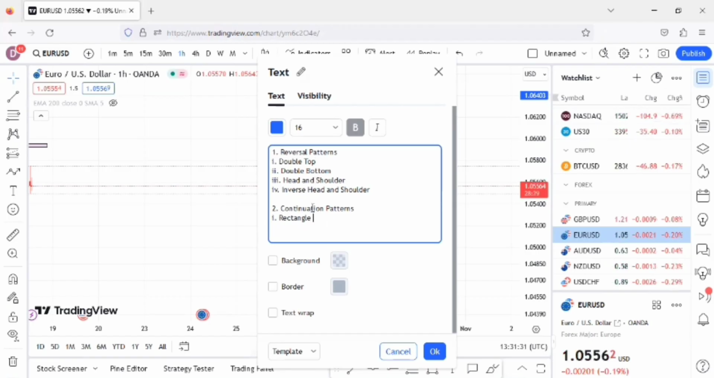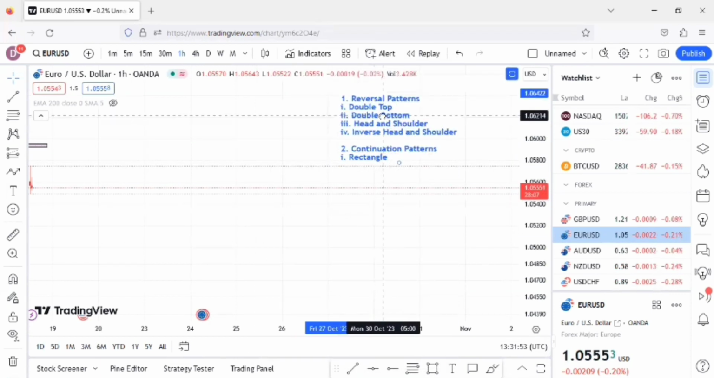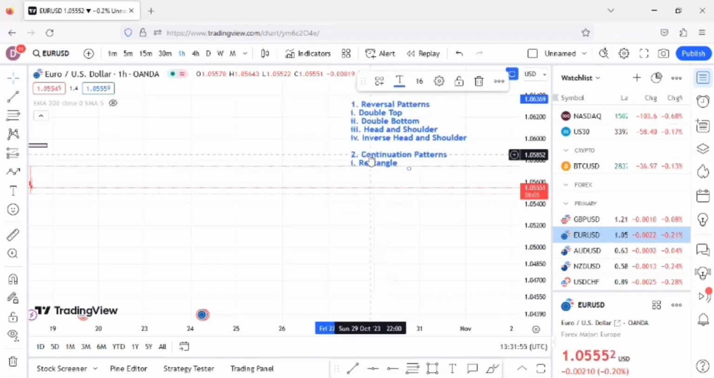But the major patterns that I use and that you need to understand the market, if you're able to understand these patterns that I've listed here, it is going to do a lot for you in the market. Reversal patterns: double top, double bottom, head and shoulder, inverse head and shoulder, and continuation pattern: rectangle. So now, how do you leverage on this? How do you make use of these patterns?